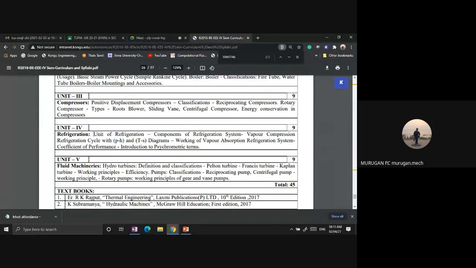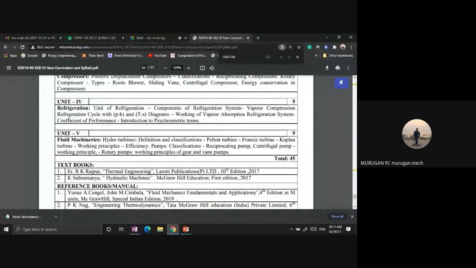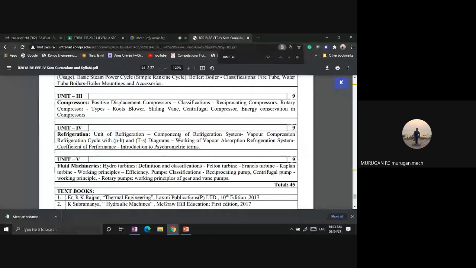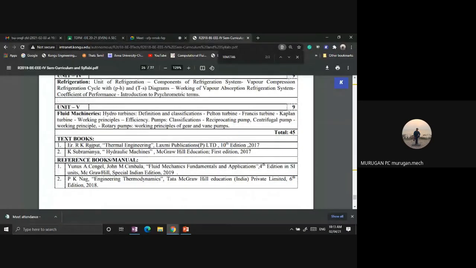And the final unit is fluid machineries. We are going to deal with the pump, turbine, and various components. So these are the topics we are going to study in thermodynamics and fluid mechanics. Only the fifth unit comes under fluid mechanics. The remaining four units come under thermodynamics, or thermal engineering.